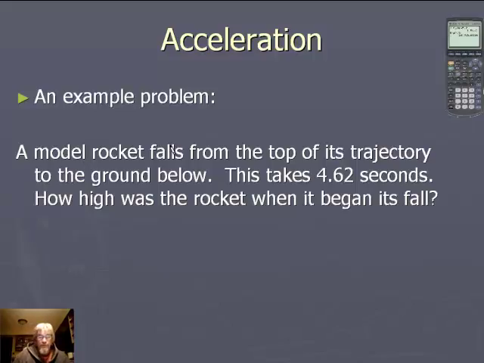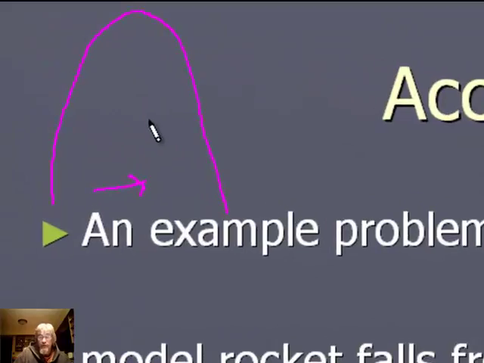Here's another problem we have that's going to involve gravity. A model rocket falls from the top of its trajectory to the ground below. So a rocket goes up like this, and then it comes down. Now the rocket is moving in this direction too, but we're only going to look at one-dimensional motion here, just its fall. So it goes up to the top of its trajectory, and its motion in the vertical axis there is nothing at that point. Its velocity is zero at the top. So that's one of the things we know. Initial velocity as it falls downward is zero.